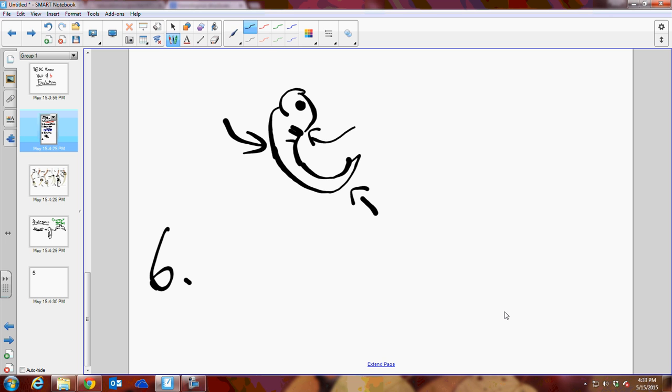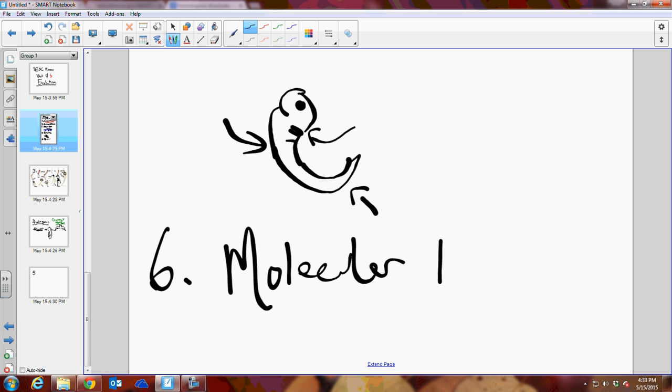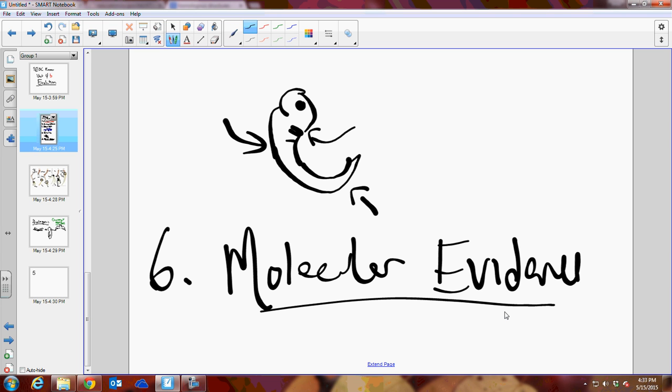And then lastly, is something relatively new, and this is molecular evidence. This is like DNA, proteins, amino acids, hormones. Organisms that have a very similar biochemistry are going to be more closely related.